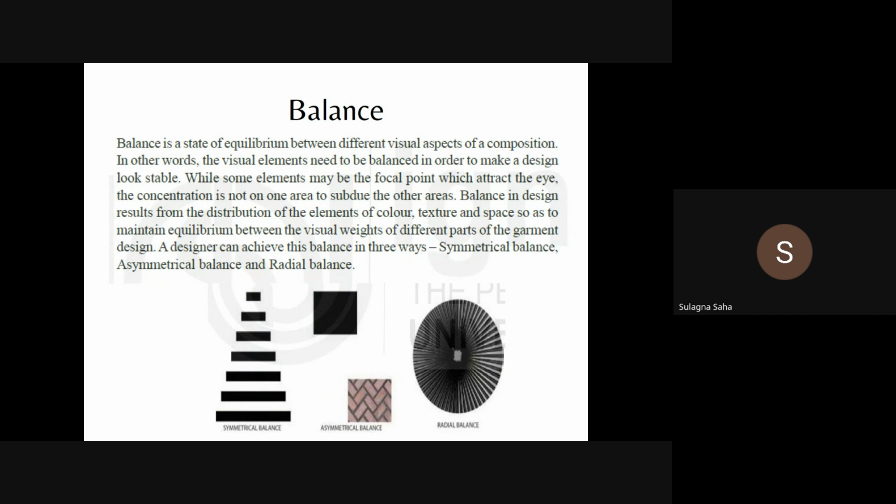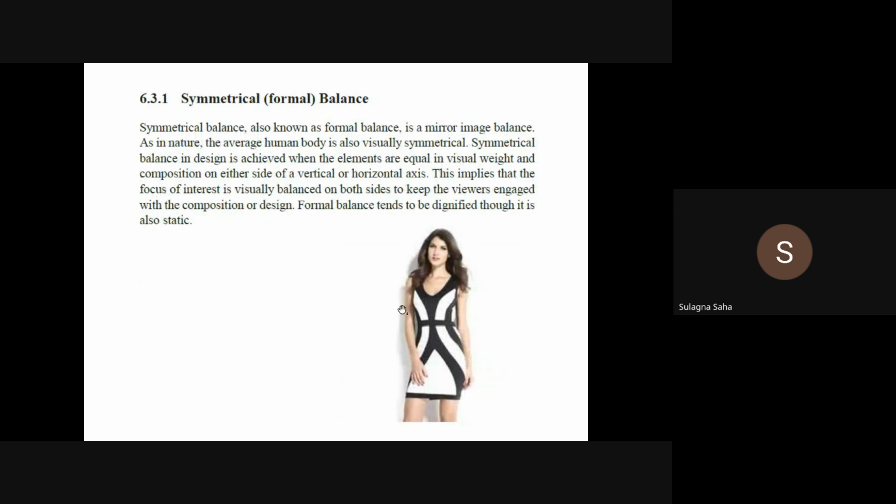Balance can be done in three ways. The first one is a symmetrical balance. There can be asymmetrical balance, like something like this. If we have this as a composition, this creates a symmetrical balance. And finally, we have a radial balance. Let's look at each of these from the context of fashion as well.